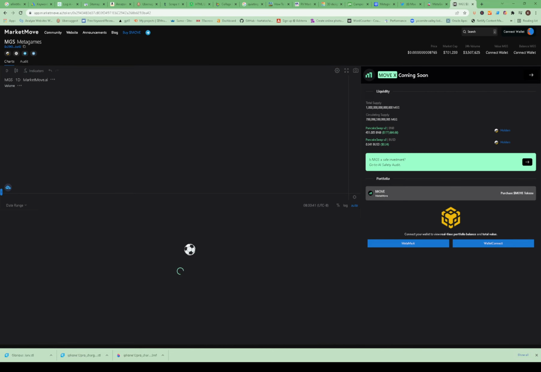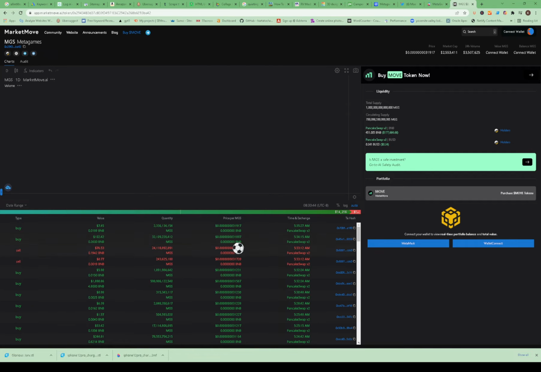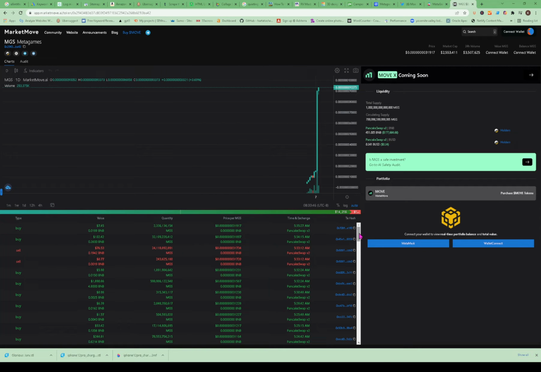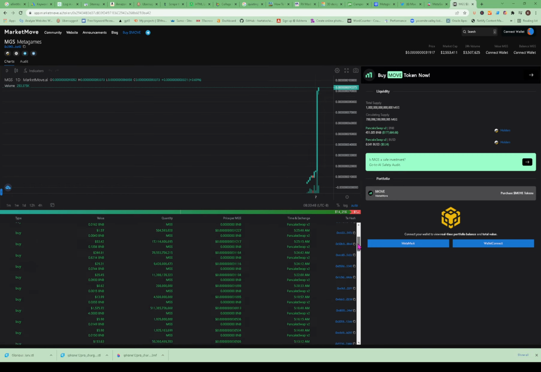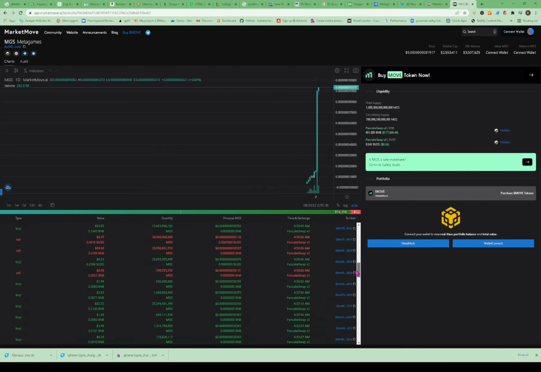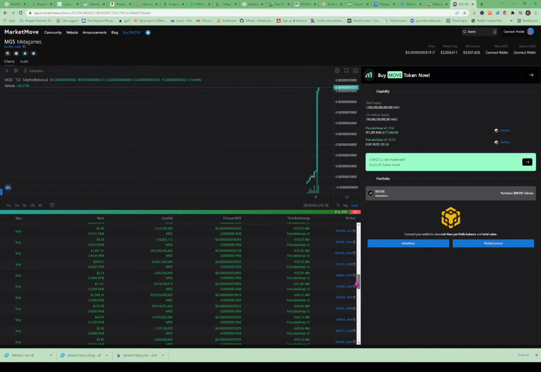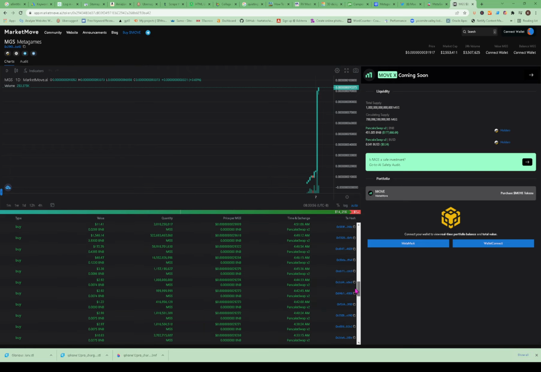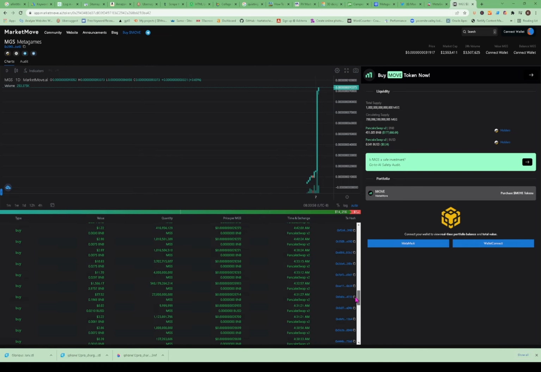If you see all green, then you know people can't really sell. So here we can see two reds or oranges, but look at all these greens. When you see that, you know people are not able to sell. When you see this amount of buys coming in and not much sells, you know something's going on.